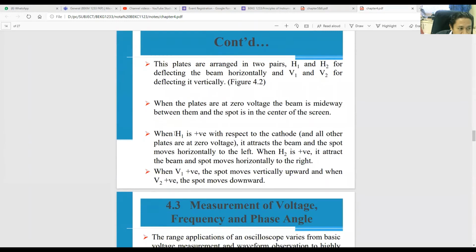When H1 is positive with respect to the cathode, and all other plates are at zero voltage, it attracts the beam and the spot moves horizontally to the left. When H2 is positive, it attracts the beam and the spot moves horizontally to the right. When V1 is positive, the spot moves vertically upwards, and when V2 is positive, the spot moves downwards.